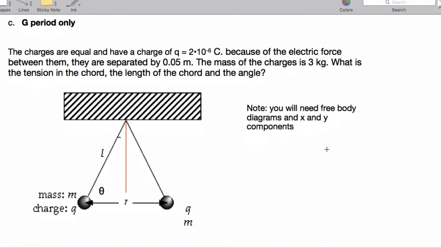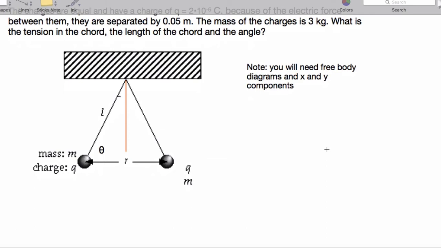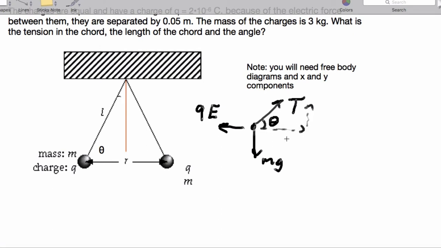Now, for part G, let's go ahead. We need to do a couple free body diagrams. We'll only need to look at one charge. So we're going to have the tension, the weight, and the electric force pushing it back to the left. This angle here is theta. So here we go, and we split up components. We're going to end up getting a T cosine theta component and a T sine theta component.